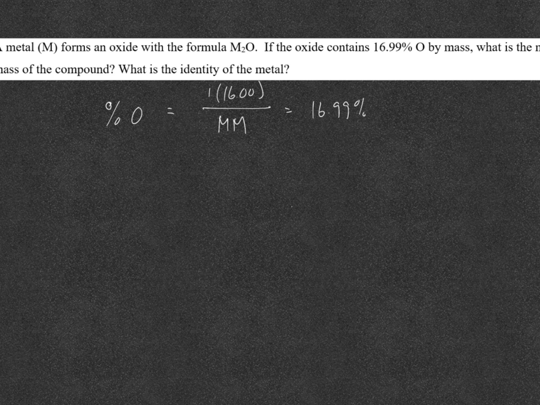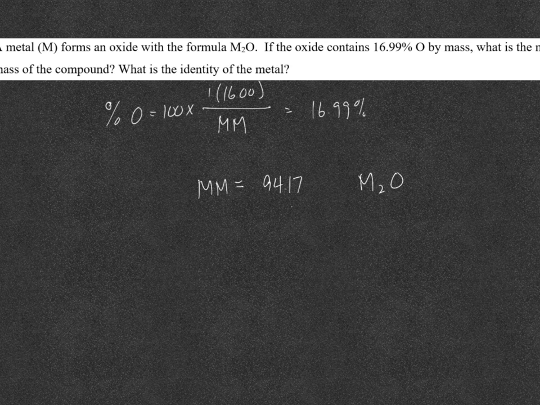So now what I can do is I can solve for my molar mass. And I did forget one thing, that I have to multiply my fraction times 100 to get the percent. So now I'm going to use my algebra, solve for the molar mass. And I get a molar mass of 94.17. But that is the molar mass of M2O.